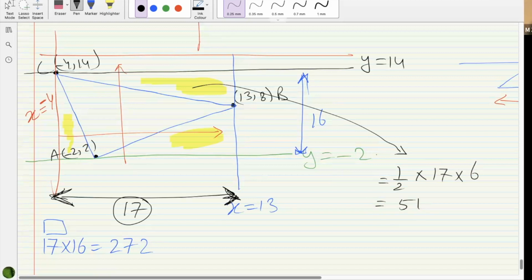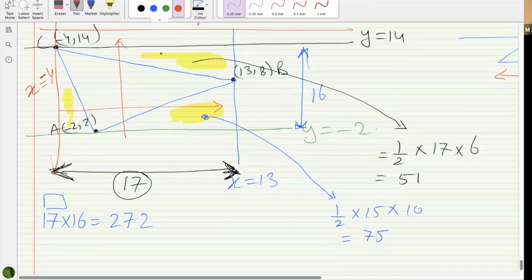Second triangle. This triangle right here is 1 by 2 times base. Now the base is from x -2 to x 13. Base times height. Height is from 8 to 2, that is 10. Which is 75.